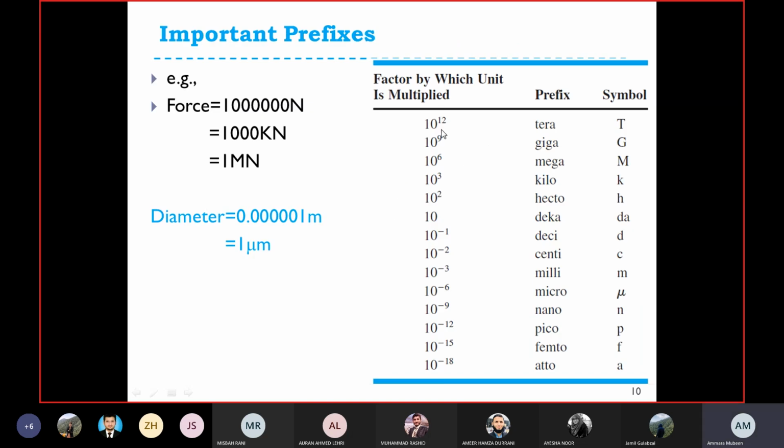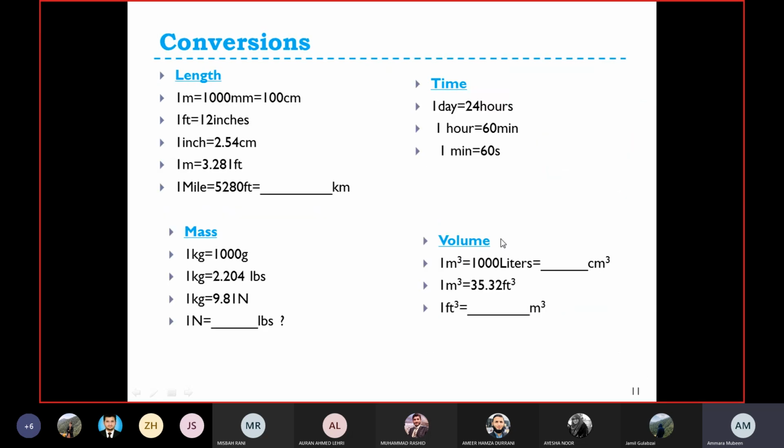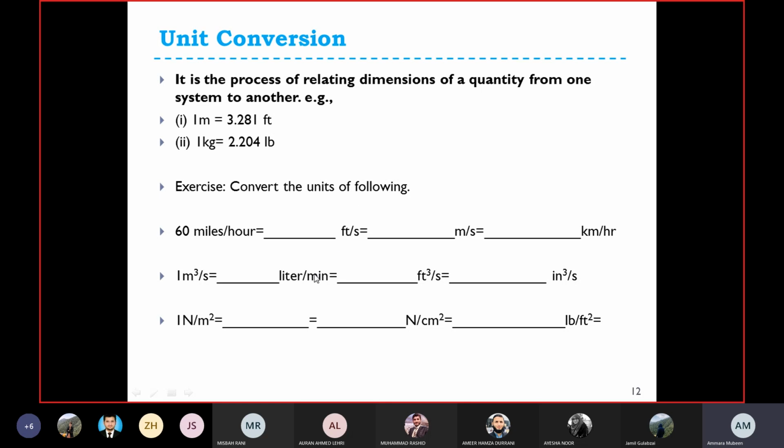You should also know the prefixes. Though we will be using only some of the prefixes given here, you should know them. These are some little exercises for the conversion. Try to do it by yourself. Again, this is another exercise. I expect that you'll try to convert these units in your free time.